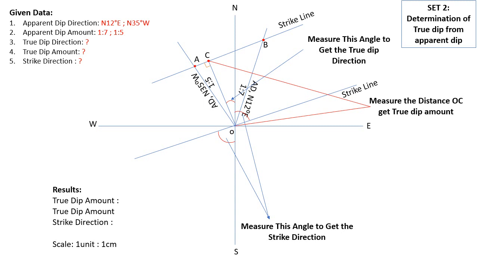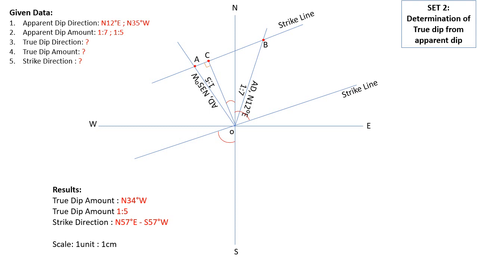So here we'll write the results. First, true dip amount, that is 1:5, and direction. There it is a mistake. There it should be true dip direction, that is the angle of OC. Okay, so the angle of the line OC from north is 34 degrees towards west. So this is the Set 2 first problem.